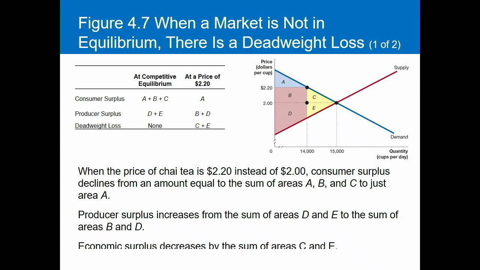So we end up with producers losing area E, these transactions that never take place, and gaining area B. We have consumers losing area B because of the higher price that they're paying per unit for the transactions that are taking place, and they're losing area C, again, these transactions that are not taking place because of the higher price. So in this case, producers are making themselves better off. Consumers are much worse off. There's a lot of transactions that aren't taking place.